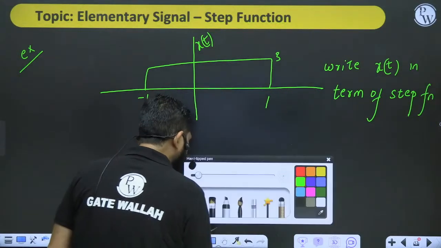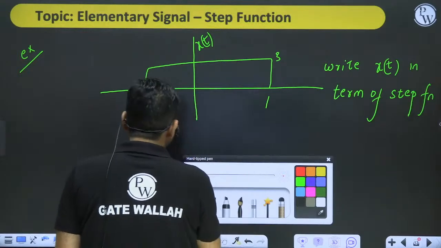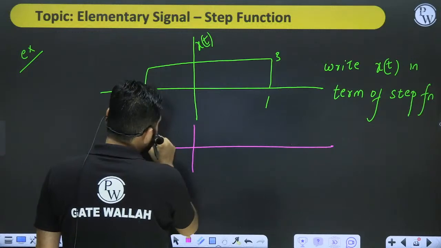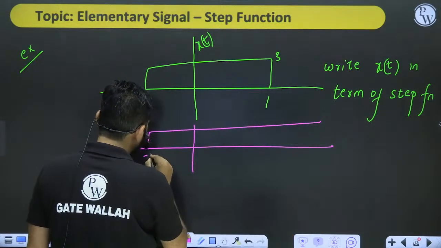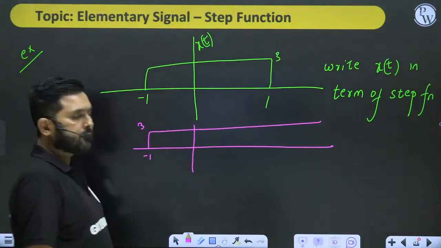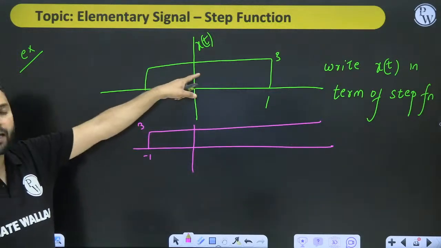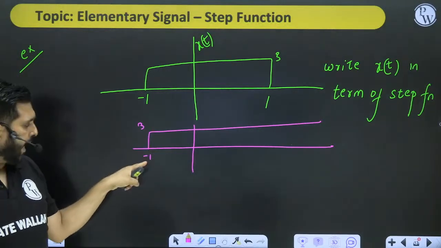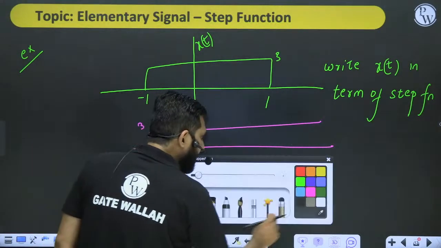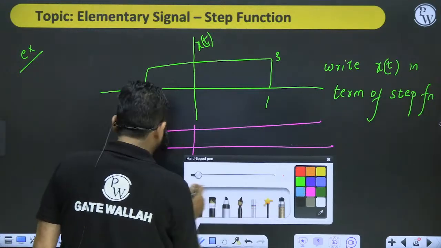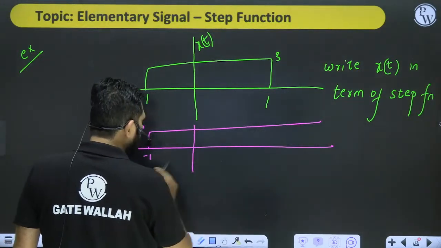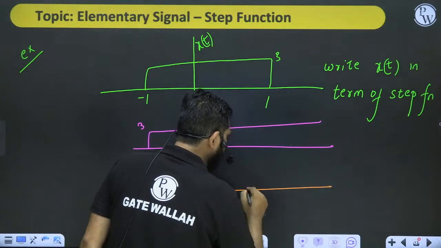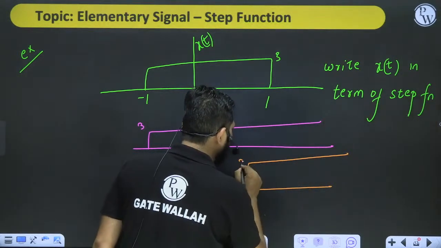Don't you think that we can say this function has one step which starts from minus 1 having the value of 3. The function can be made with one step having a value of 3 starting from minus 1. If we subtract this function, which is present at 1 and has the same value 3.